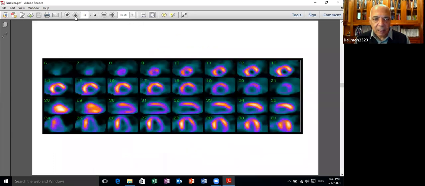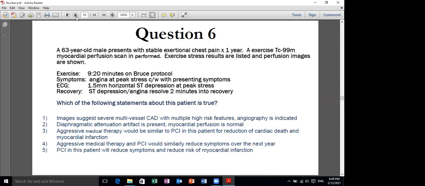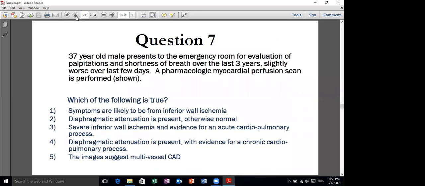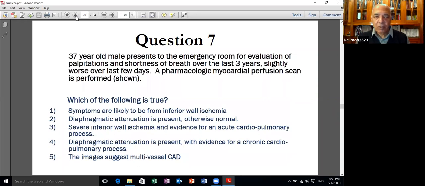I will skip the next case and I will show you the last case. Last case. 37-year-old male presents to the emergency room for evaluation of palpitation and shortness of breath over the last 3 years. Always pay attention to the stem and the results of the straightforward exercise ECG test before reading and simultaneously with interpreting the radionuclide scan. He has been complaining of palpitation, shortness of breath over the last 3 years, slightly worse over the last few days. A pharmacological myocardial perfusion scan is shown. So I will show you the scan.